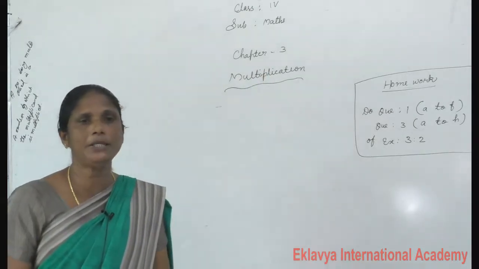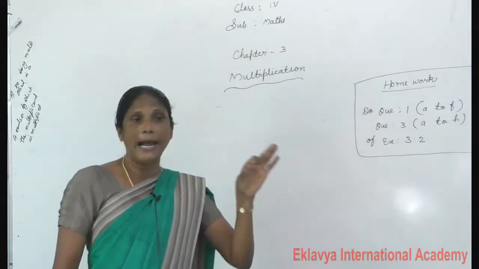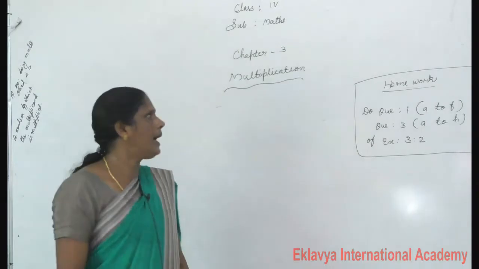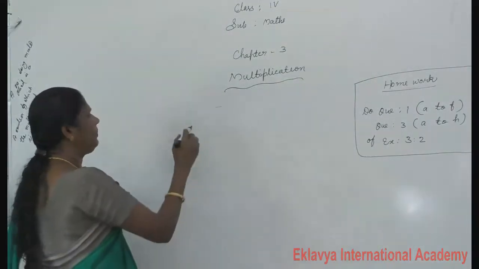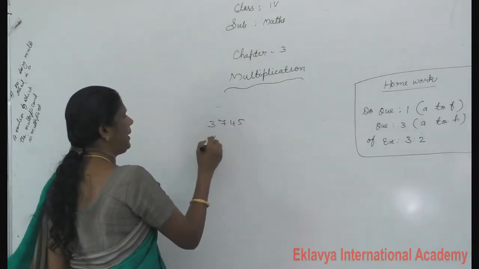What is multiplication? Multiplication means repeated addition. For example, we multiplied 3745 by 3.